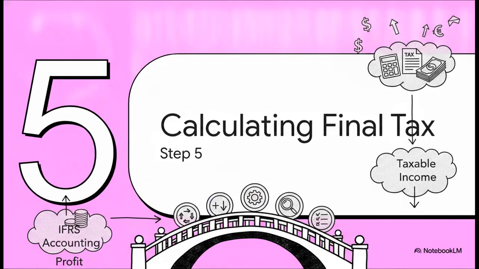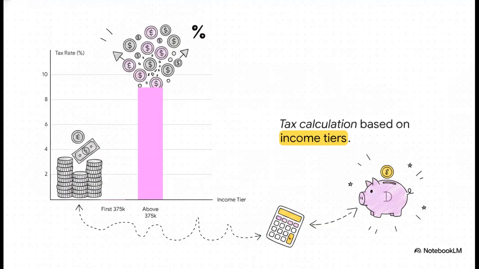And finally, Section 5, calculating the final tax. We made it. We crossed the bridge. We started with the IFRS accounting profit. We successfully applied the 5 major adjustments, and we have finally arrived at the true taxable income. Now for the really satisfying part: finishing the math problem.